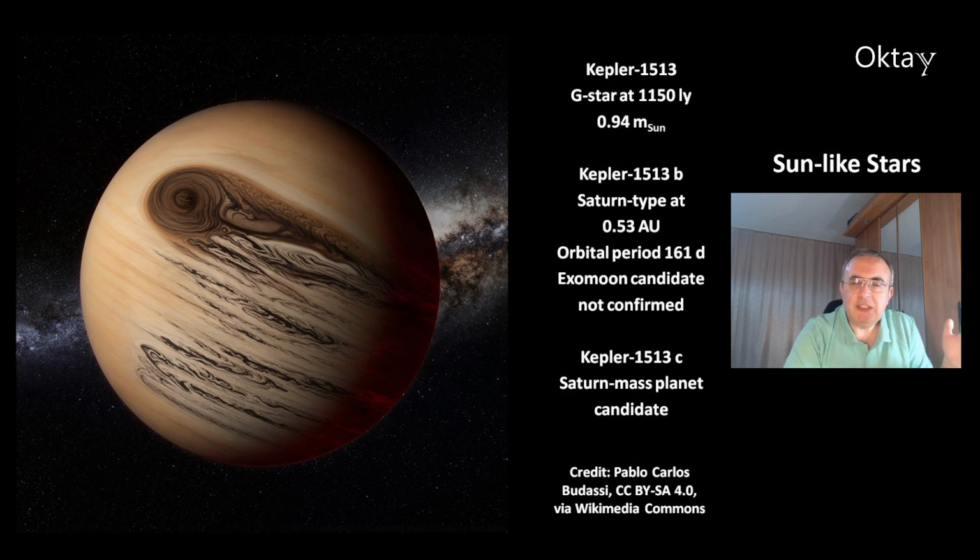This is another G-type star, Kepler 1513, 1150 light-years away. It is about the same mass as the Sun. It has a Saturn-type planet, Kepler 1513b at 0.53 AU, orbital period 161 days. And there was an exomoon candidate, but it was not confirmed. And now theory is that there might be another Saturn-sized planet nearby. It would be Kepler 1513c.